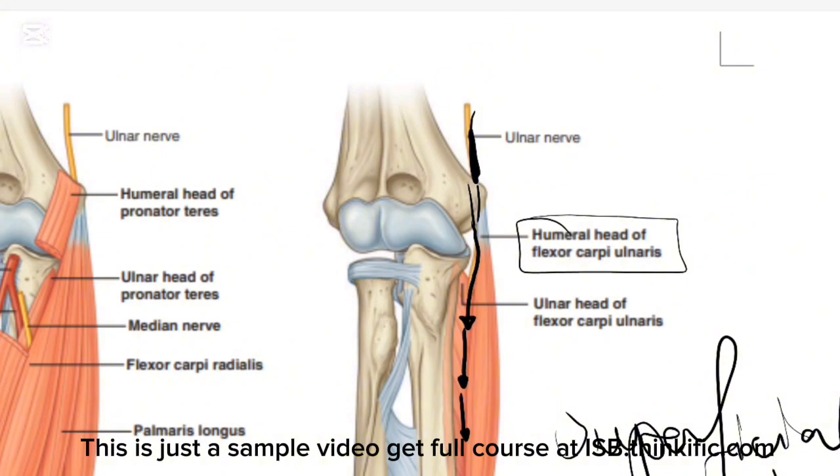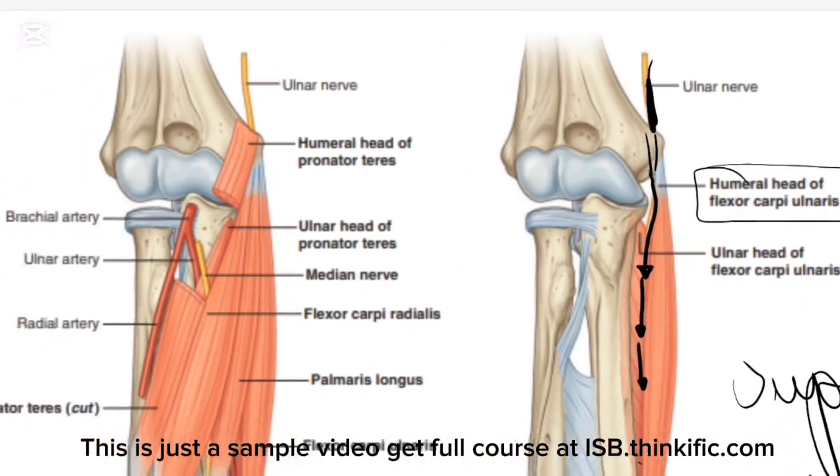The ulnar nerve enters between the two heads of the flexor carpi ulnaris. The median nerve passes between the two heads of the pronator teres, and the radial nerve passes between the two heads of the supinator. Is that right? Okay, that's one muscle.